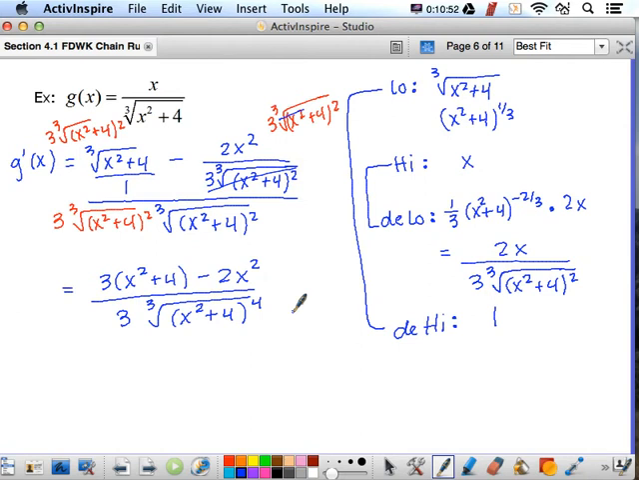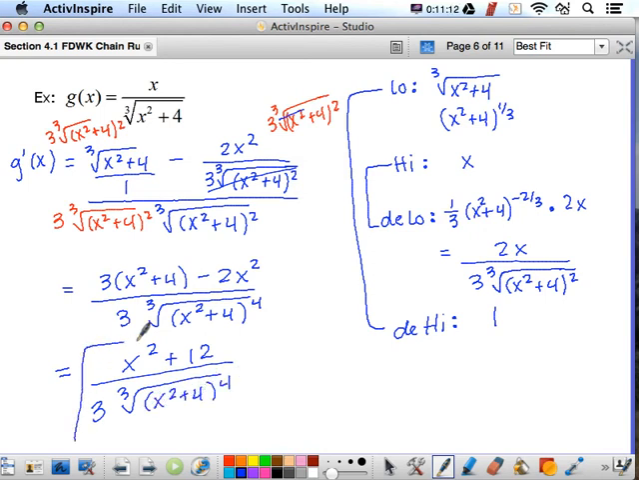Oh, thank God. The top just needs to be distributed and cleaned up. So the top will give us 3x squared plus 12 minus 2x squared, or x squared plus 12, all over 3 cube roots of x squared plus 4 to the 4th power. So it really isn't that bad. It just looks really ugly in those intermediate steps.